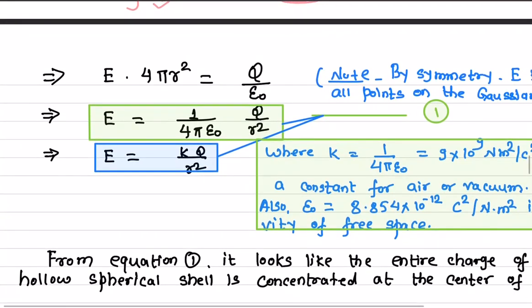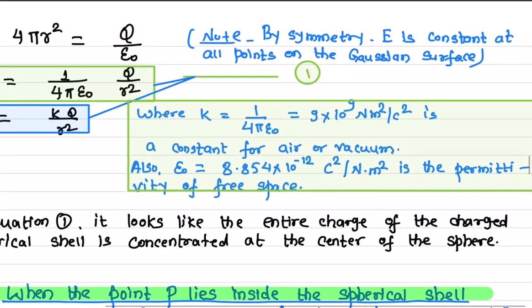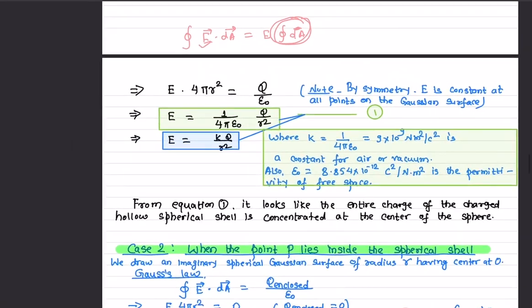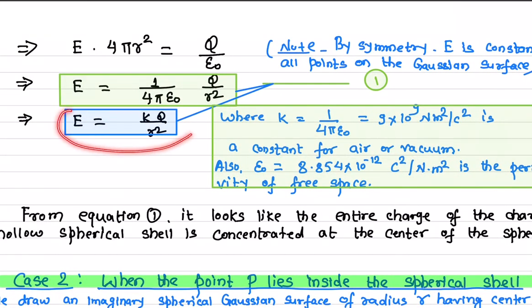So this is the charge enclosed divided by the permittivity of the medium. Then we can solve for the electric field, and the electric field will be Q over 4 pi epsilon naught r square. And we know that 1 over 4 pi epsilon naught we denote by another constant called K. The value of K is 9 times 10 to the 9 Newton meter square per coulomb square. That is a constant for air medium. If you have another medium, then it will be different.